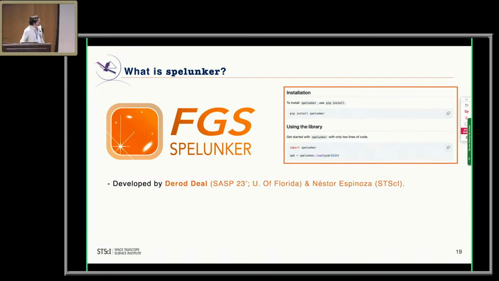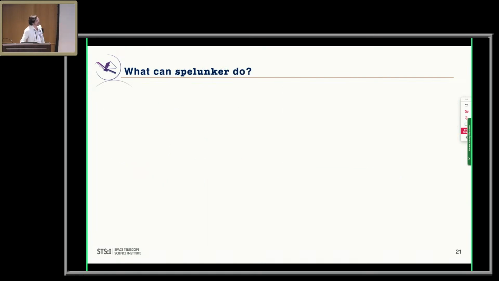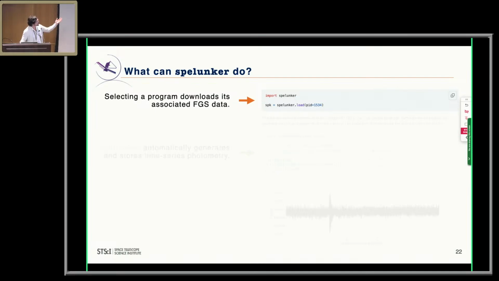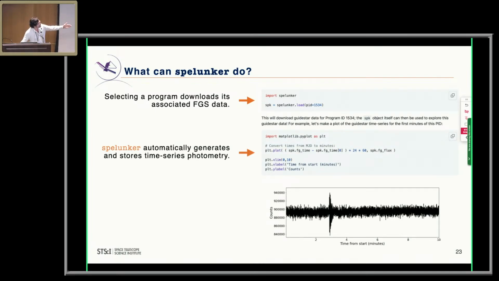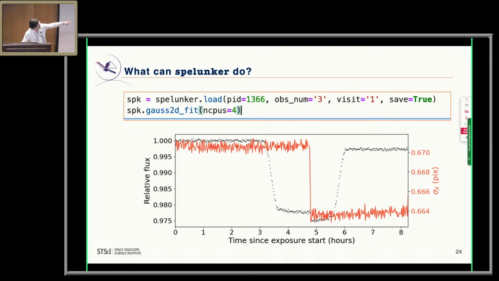It was developed by D-Road and myself over the summer, and allows you to download and analyze FGS data. And if you want to do the nice plot that I just made before, for instance, measuring the width of the PSF, Spelunker does that as well. It's very easy. You select your program. You can get photometry for your guide star data. And in just one line of code, you can get the exact same plot that I showed you with the library. So go ahead, use it. If you have questions, happy to answer them. So that's it.